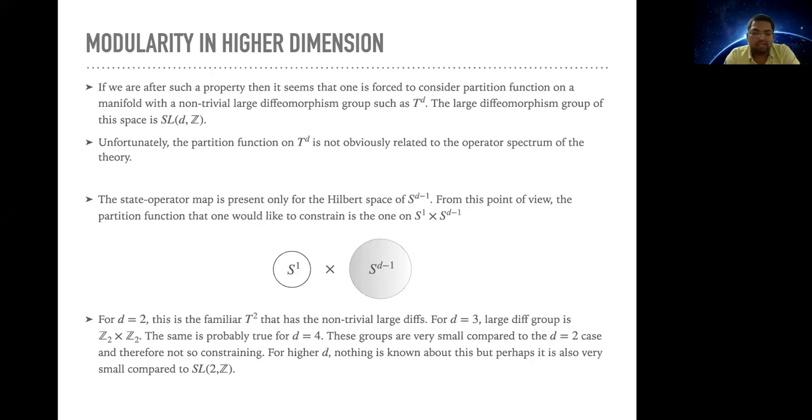but this doesn't quite let us do what we want to do, namely to constrain the spectrum of operators. Because as you know, the state-operator map is only valid for the Hilbert space on S^(D-1). Only for the Hilbert space on the sphere do you have the state-operator map. So the partition function that you would really want to constrain in order to constrain the operator spectrum is the partition function on S^1 times S^(D-1).